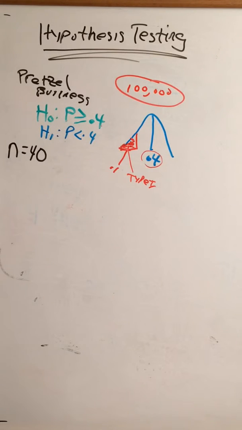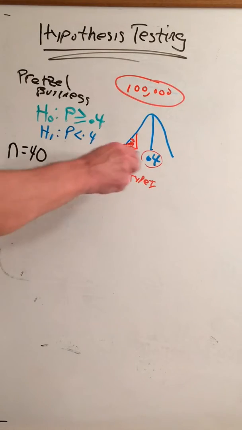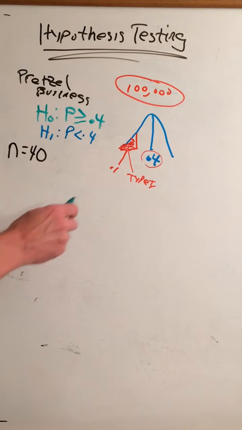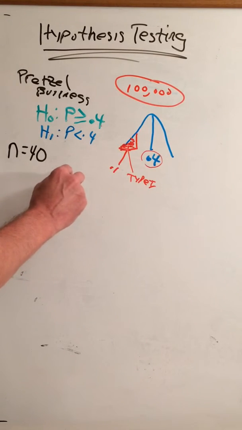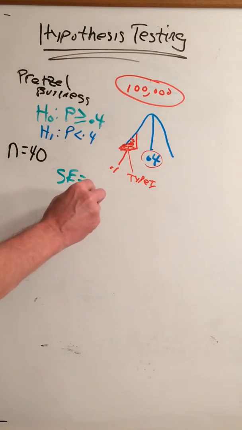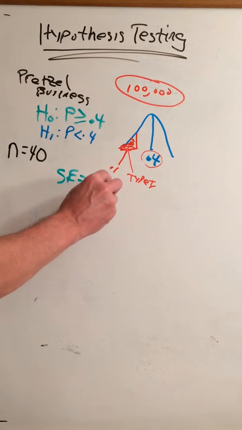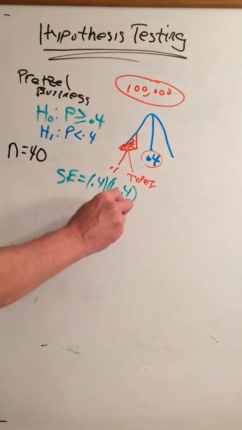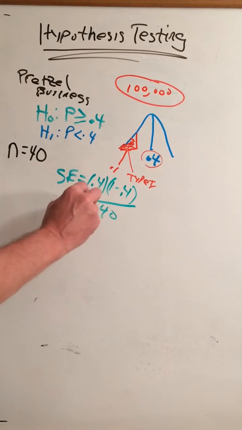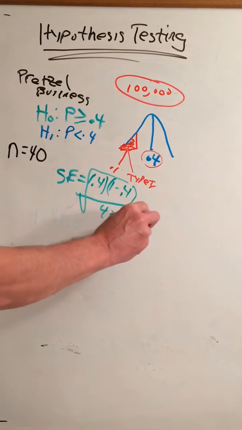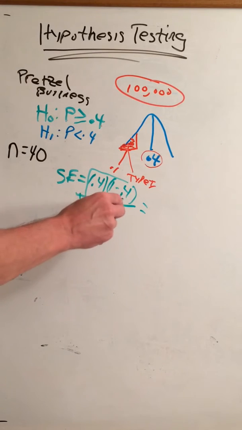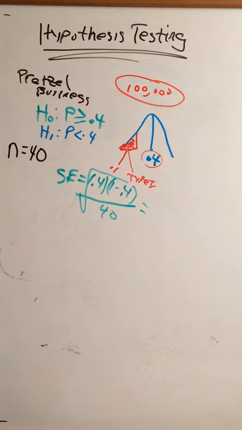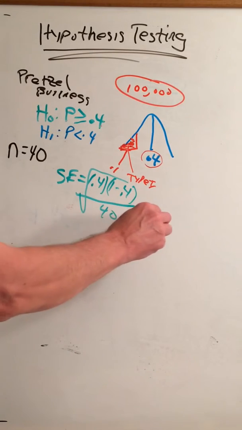And because this is a sampling distribution, the standard error is the square root of 0.4 times 1 minus 0.4, all over 40. So that's the square root of 0.4 times 0.6 over 40. Get your calculators out, and that is 0.0776.